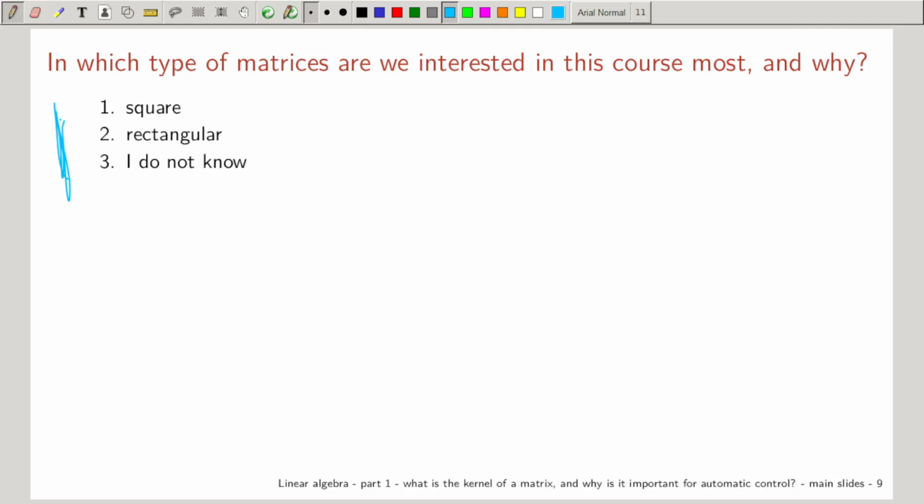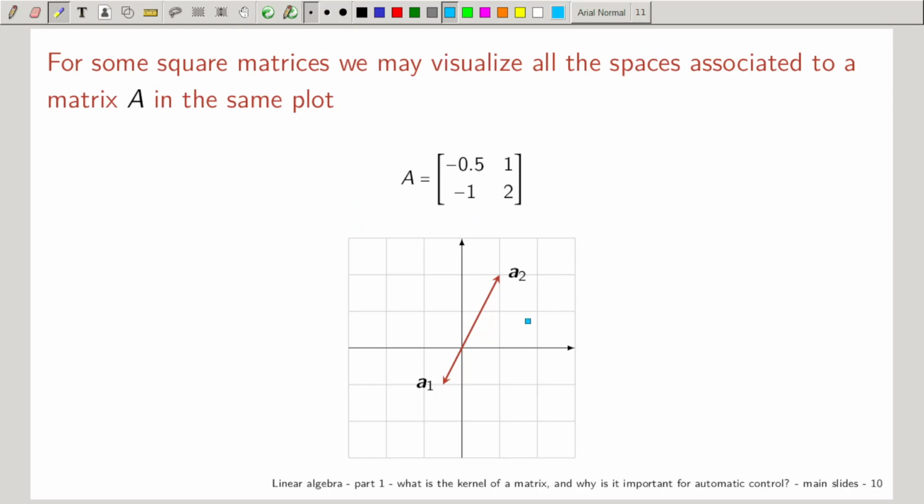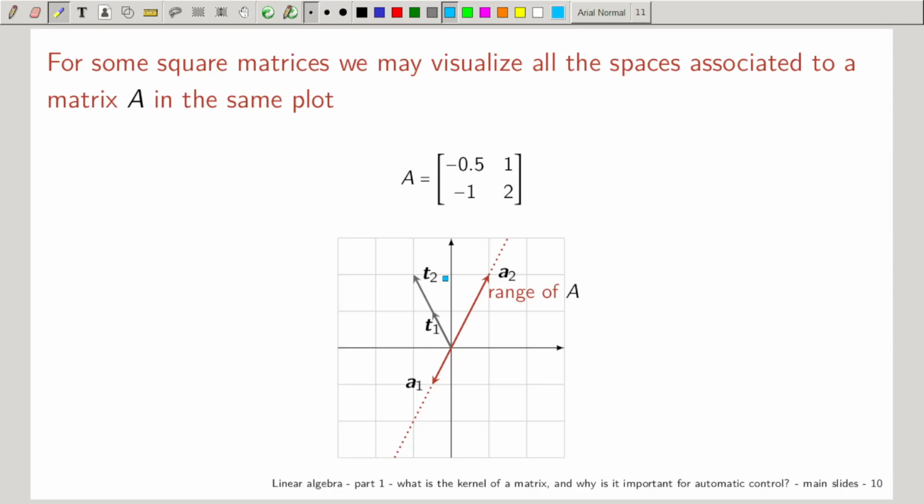What would you say? I would hope that everybody says square because we are interested in this stuff here. True. Excellent. And in square matrices, we see everything. We have A, that is A1, A2, and this one tells me the range. And then I have T1, T2, and this tells me the kernel of A, true? So I see everything.